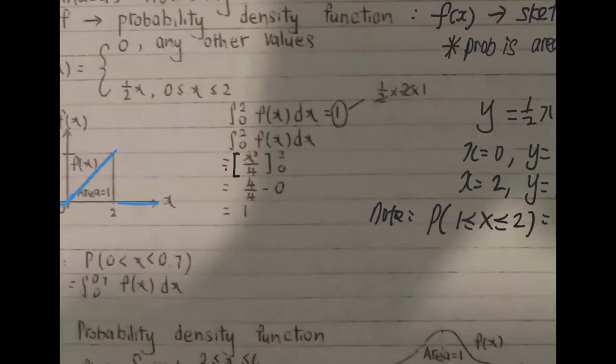And then you substitute 2 into x. Start with the upper limit first. Substitute 2 into x. You get 2 squared over 4, which is 4 over 4. Substitute 0 into x. You get 0. So you minus them, end up with 1. Showing that this is total area. Total area, which is total probability. So that's why equal to 1.